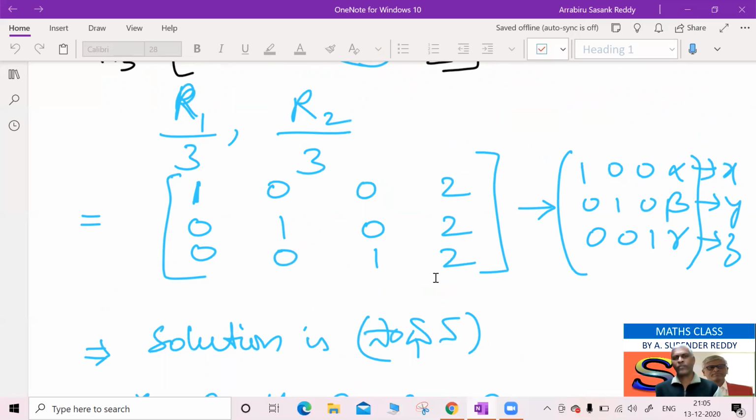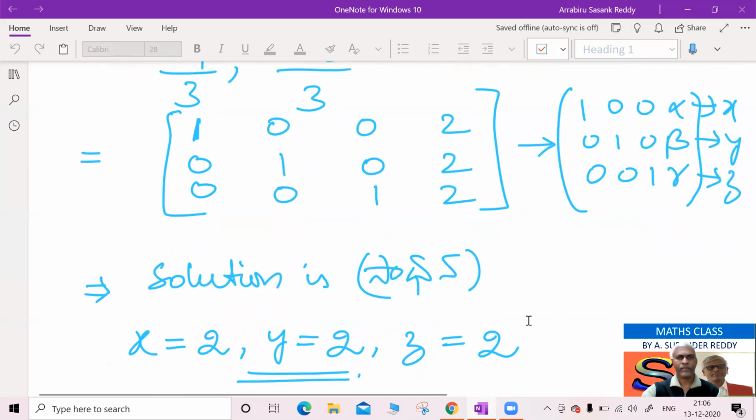So that conversion is very important. Taking the augmented matrix and using suitable row transformations, make the zeros and then ones, so that it becomes this form: 1 0 0 alpha, 0 1 0 beta, 0 0 1 gamma. In this, the last column alpha, beta, gamma will be the solution for the given simultaneous equations. So I hope you understood.